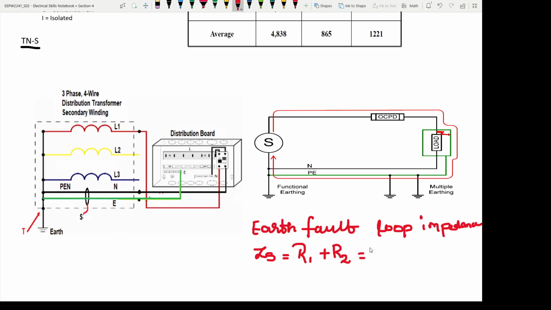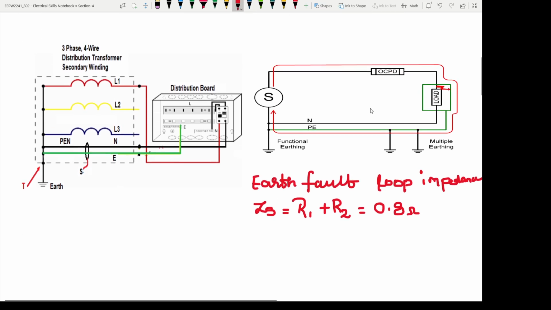Usually this resistance for this TN-S method ranges up to 0.8 ohms. This is a normal value. Right, so let us consider we have an MCB or a fuse. Let us consider I have an MCB for this faulty circuit. Let me take a B10 type MCB.